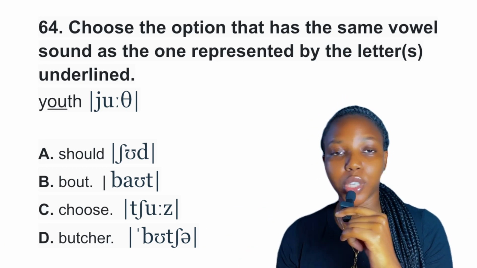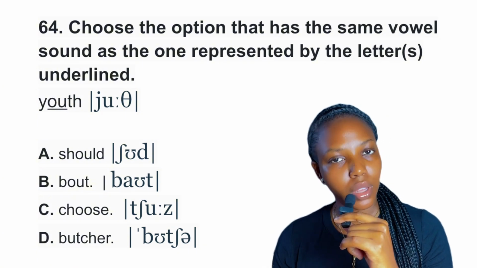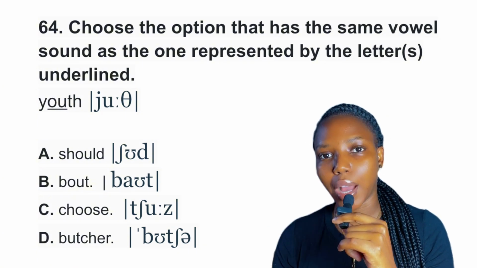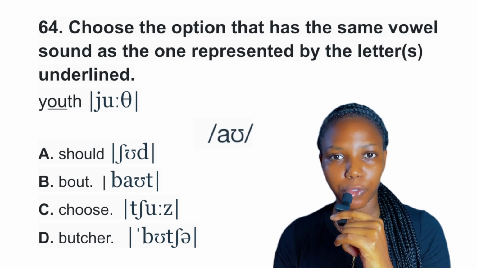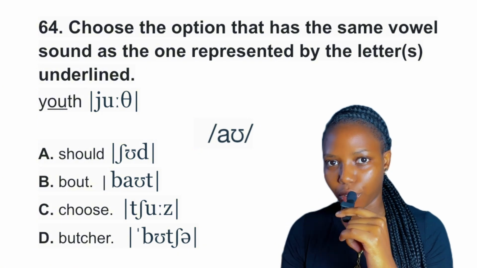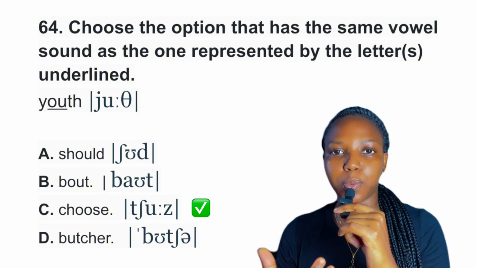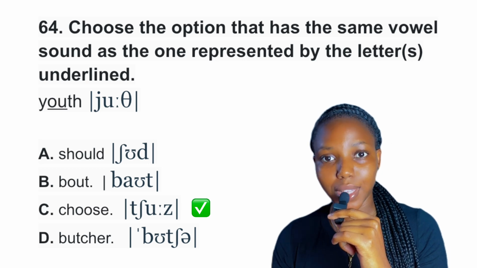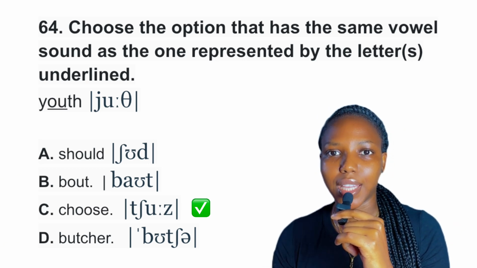So option A we have the short vowel sound, should. Option B we have about. Now about has a diphthong, ow. Whenever you see a plus oo together, it's a diphthong. Don't separate it, and do not mistake it for a monophthong. Option C we have choose. So letter O is pronounced as oo sound, the long sound. Option D we have butcher. So letter U in butcher is the short sound.